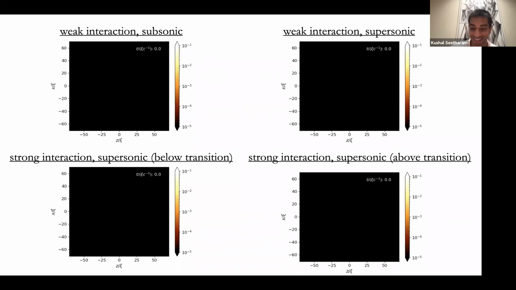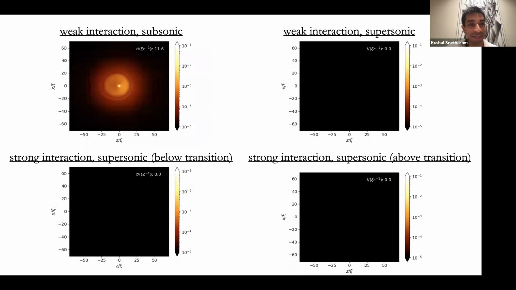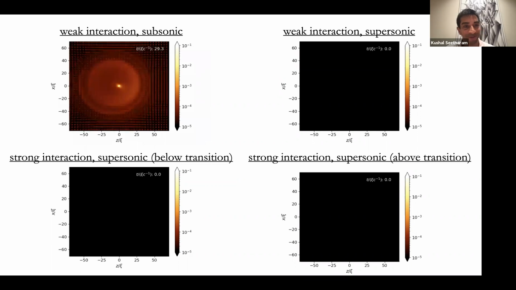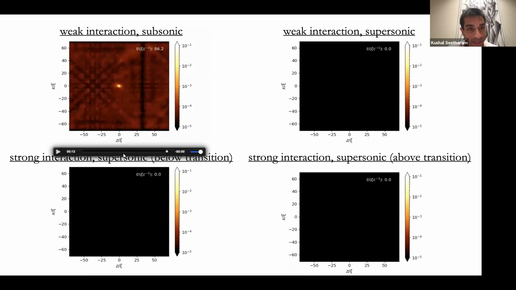So let's start in the top left. What happens if you have weak interactions and you're in the subsonic regime? This is that spherically expanding wave I mentioned. You can see that the interactions generate this wave, and it just spreads out and then eventually washes out in the system. And just for reference, let's keep that there.